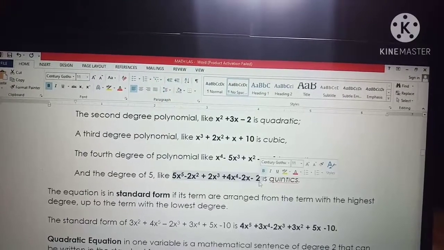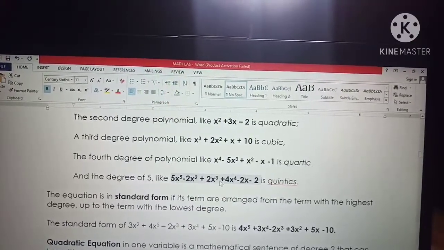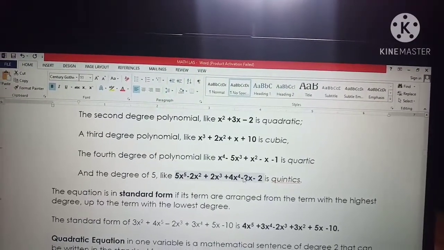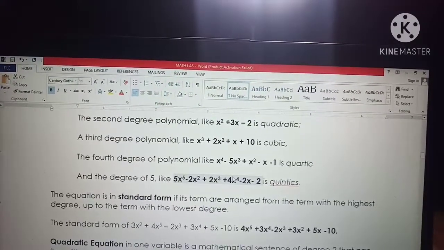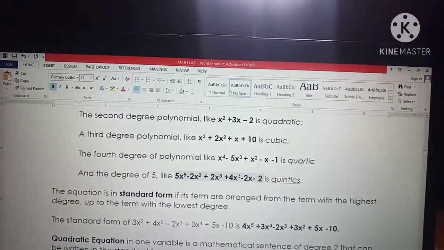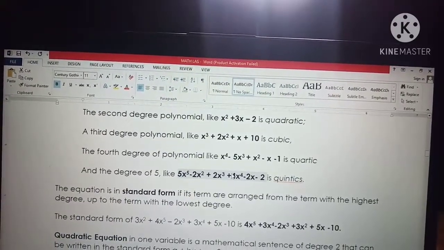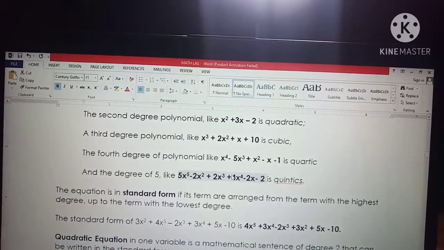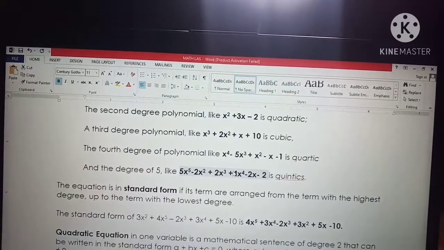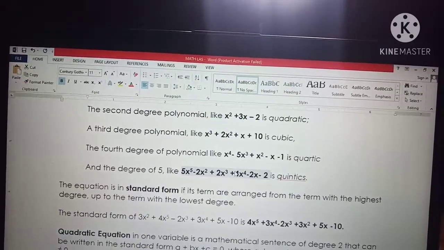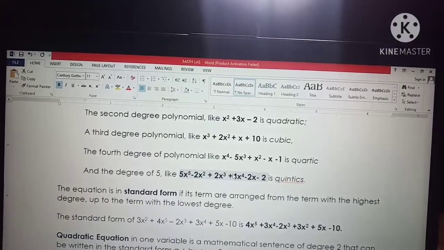So, what do you think? Is this equation in standard form? Naka-arrange ba yung kanyang power or yung kanyang degree from highest to lowest? Di ba hindi? So, meaning, this equation is not in standard form. So, paano natin to ma-arrange? Paano natin to magiging standard form?